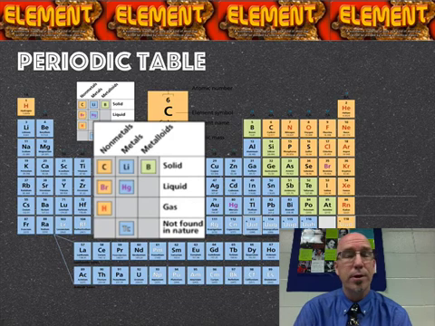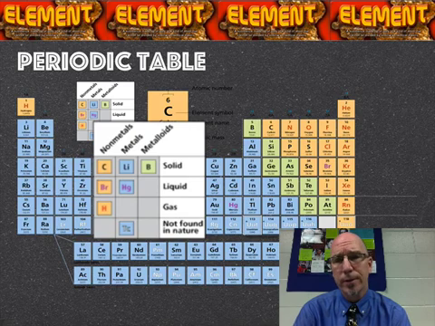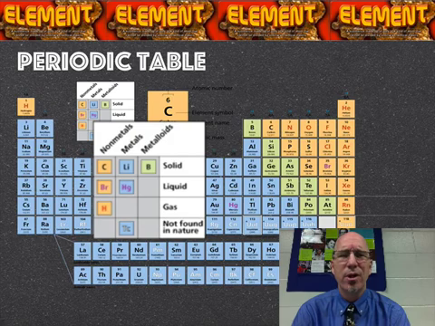But we can see where things are solid at room temperature, where things are liquid at room temperature, and where things are gas at room temperature. So by those different color codings. And also some things that are not found in nature. So where do we find those things if they're not found in nature?